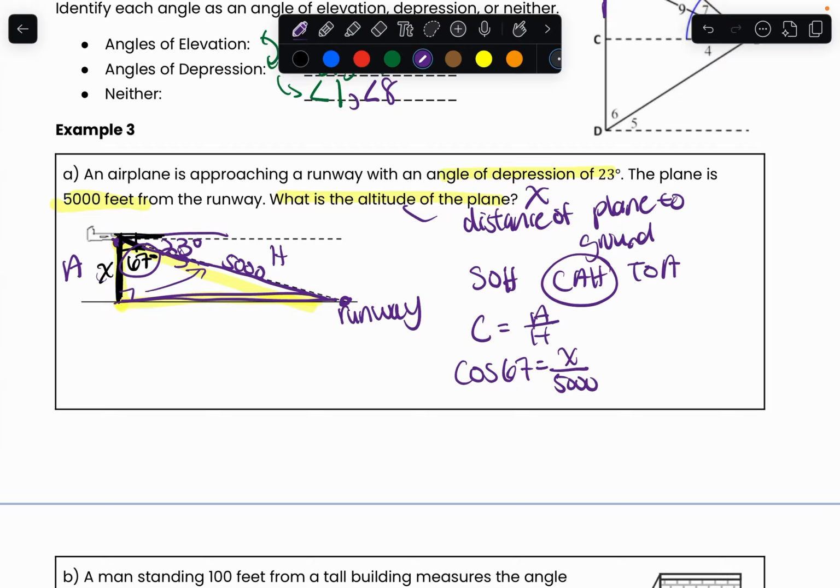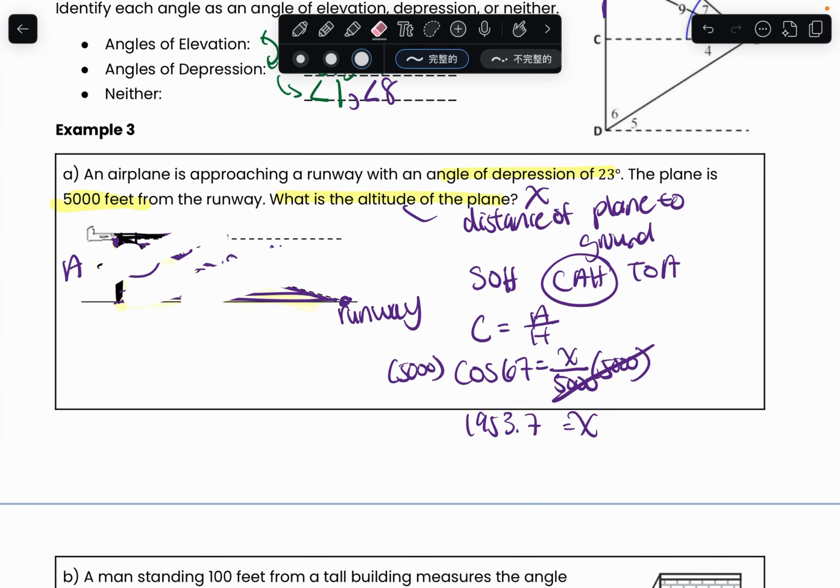Now, I just have to multiply both sides by 5,000. Okay? And once you do this, the 5,000 on the right side cancels, and your X here will be 1,553.7 feet if you round it to the nearest tenth place. Now, this is one method to do it, which in class, I showed you a different method. Right, let me go ahead and erase.